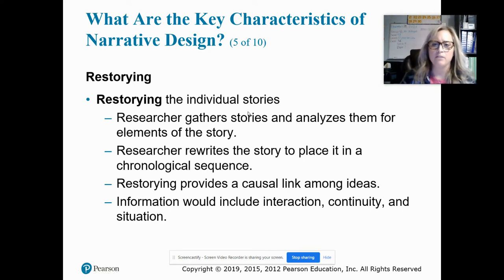You rewrite the story to place it in that chronological order, and it needs to have a causal link among the ideas present. So you're going to link it together whenever you're retelling it or restoring the story. And you would include the interactions, continuity, and the situations. Okay, so you're going to kind of just paint a picture of what happened in a way that we could understand it as if we were there.